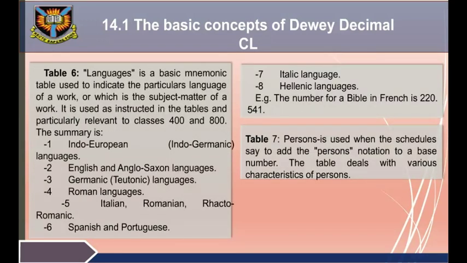Table 6. Languages is a basic mnemonic table used to indicate the particular language of a work, or which is the subject matter of a work. It is used as instructed in the tables and particularly relevant to classes 400 and 800. Table 7. Persons used when the schedules say to add the person's notation to a base number. The table deals with various characteristics of person.